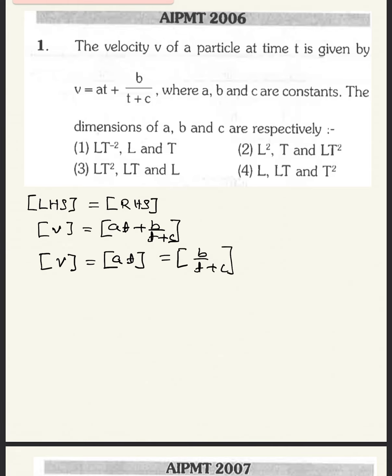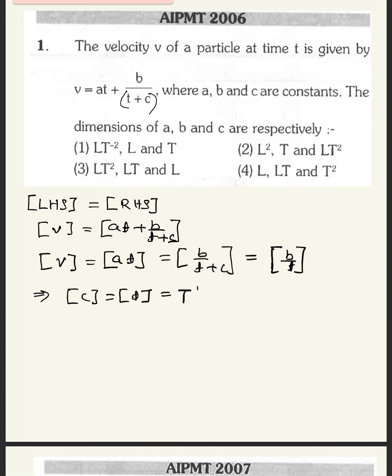Also, one more point that we can see: in the denominator we have t plus c, so t and c are both additive, so they can only be added if the dimension formula of c is equal to the dimension formula of t, and t is time. So the dimension formula of c is equal to T to the power 1. So I can simply write it as b by t, because t plus c will have the same dimension as t. So why write c?